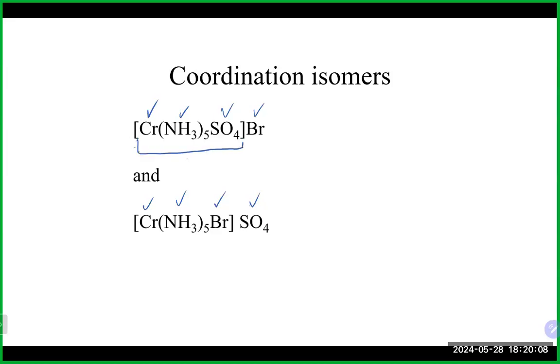this is our complex ion. And what that means is in the first one here, the chromium has the 5 ammonias attached to it.